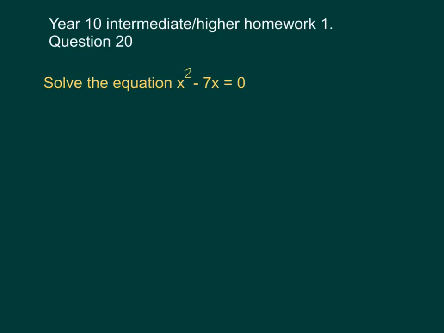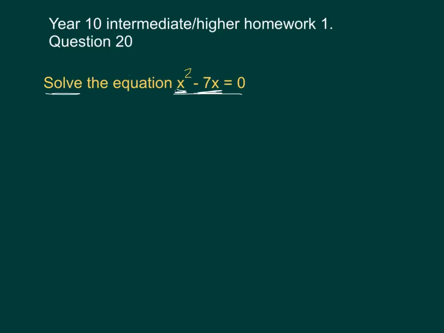Solve the equation x squared minus 7x equals 0. So what's important? Solve this equation. Now we looked at one of these earlier, and this is very difficult because it has an x here and an x here. But this is actually an x squared and this is an x, which means I'm not going to be able to solve it by rearranging.